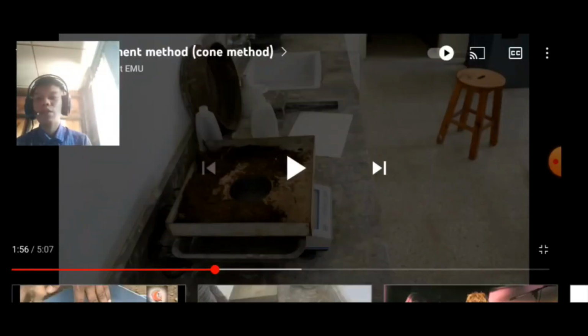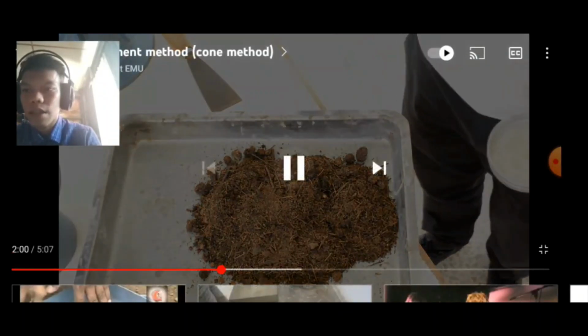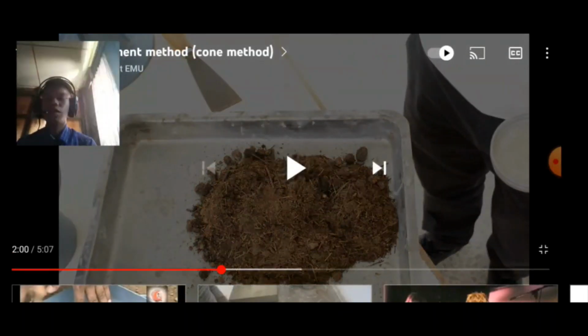And then we measure the weight of the excavated material. As we can see from the rear, it's soil. And then we take some sample to measure the water content.